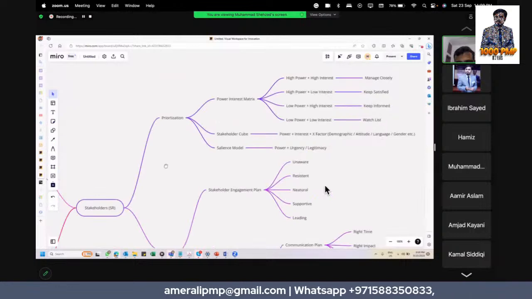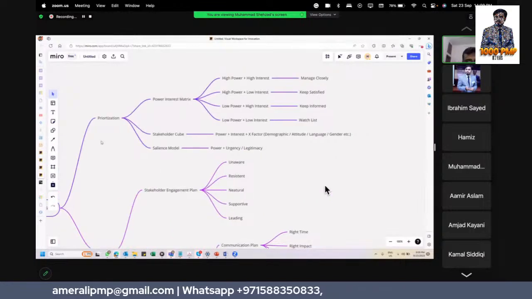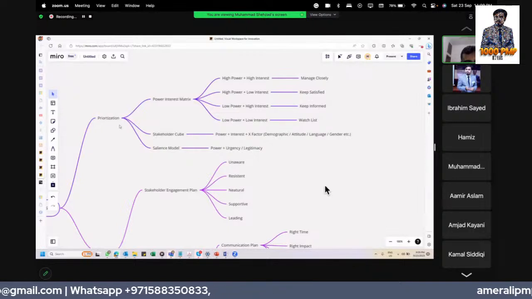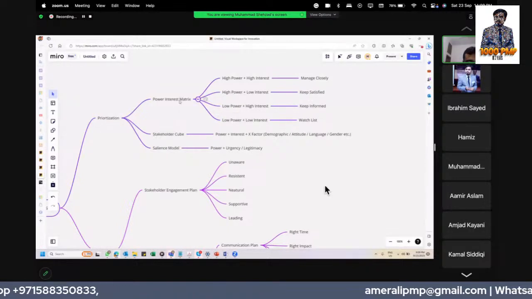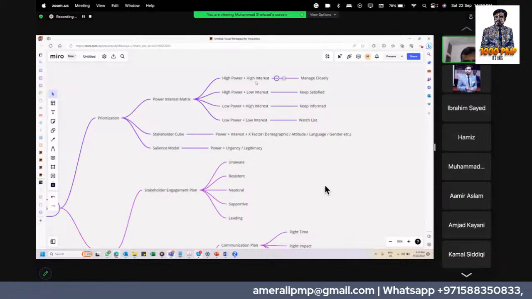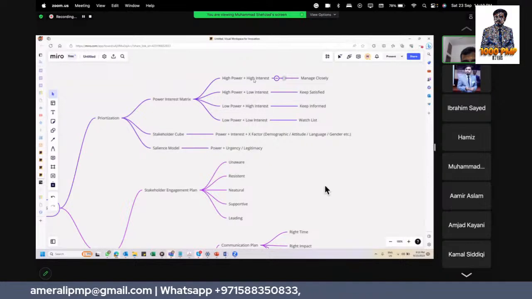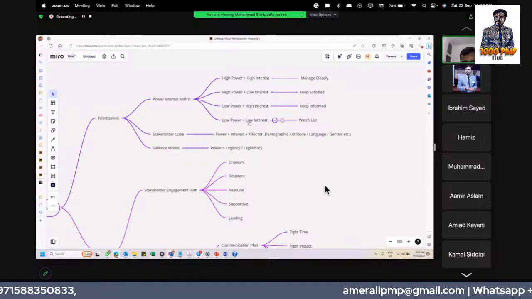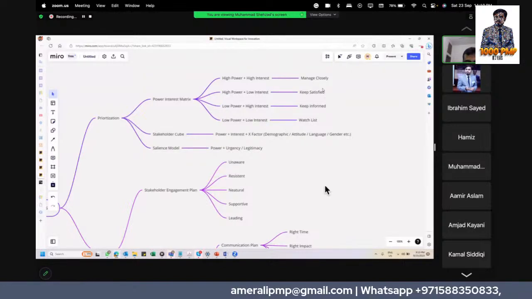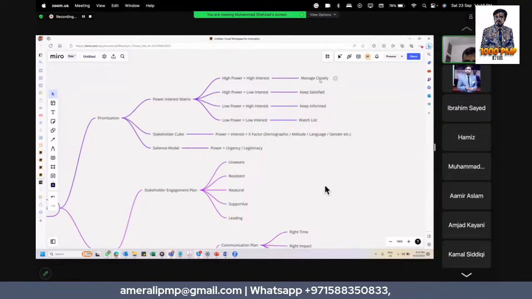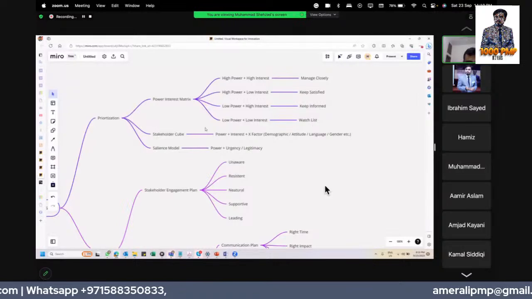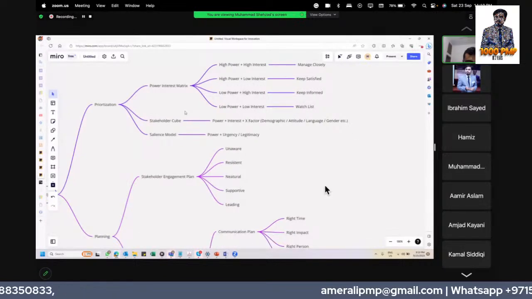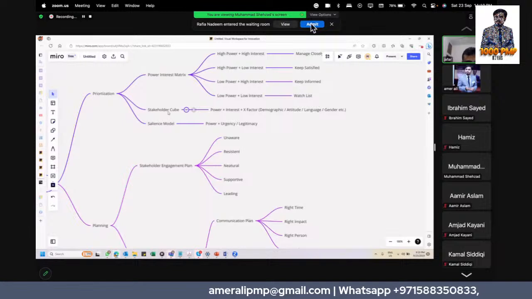Next, we have prioritization. We have the power interest matrix, or power interest grid: high power, high interest; high power, low interest; low power, high interest; and low power, low interest. According to this prioritization, we contact our stakeholders: manage closely, keep satisfied, keep informed, or watch list. Because in a project, there can be many stakeholders, even thousands, so we prioritize the stakeholders and then contact them.